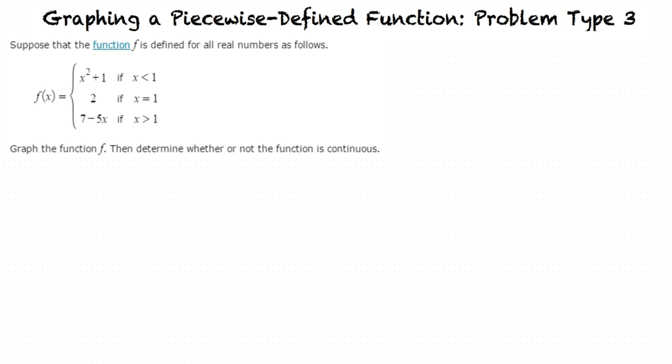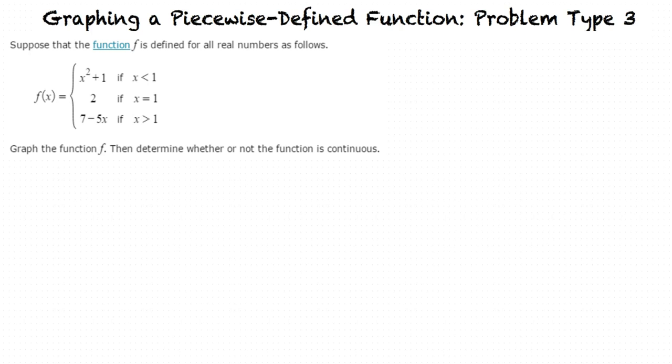Suppose that the function f is defined for all real numbers as follows. f of x equals x squared plus 1 if x is less than 1, 2 if x equals 1, and 7 minus 5x if x is greater than 1. Graph the function f, then determine whether or not the function is continuous. We can see here that f is split into three pieces with three domains.